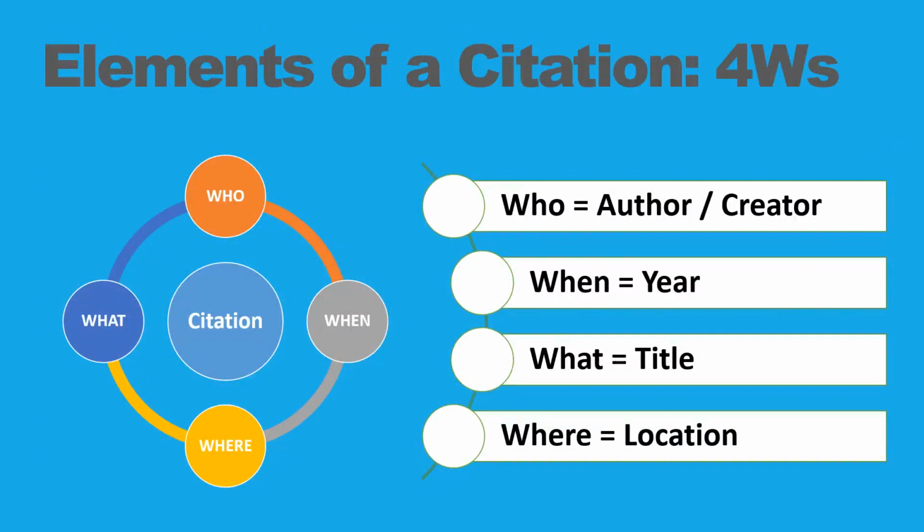There are four fundamental elements of a citation, and it might help to think of them as the 4 W's. So these are the who, the when, the what, and the where. So the who usually refers to the author or editors or creators of the work. The when relates to the year of publication. The what refers to the title of the work, and the where is the location of the source or the publisher of the source. So we're now going to look at some examples of standard elements required for citing different sources. And I'm going to show these examples in the APA style.